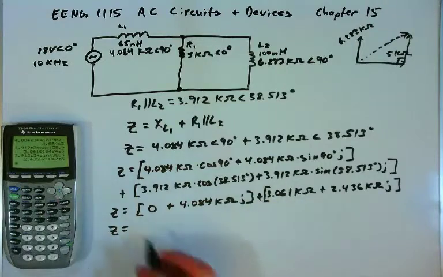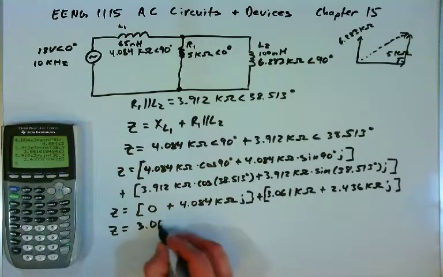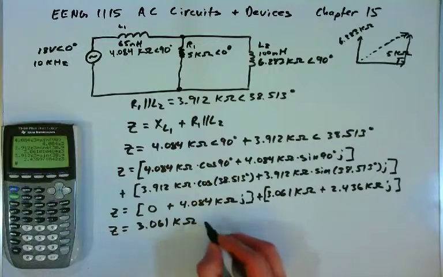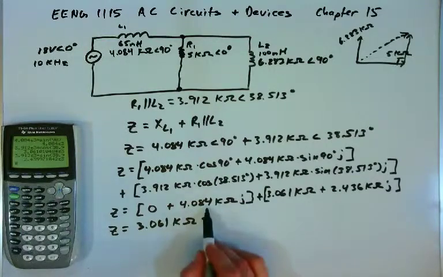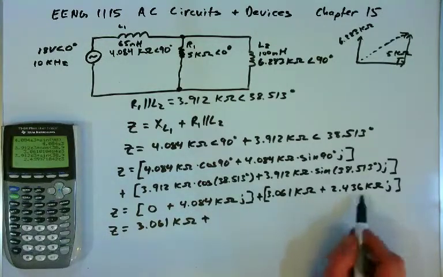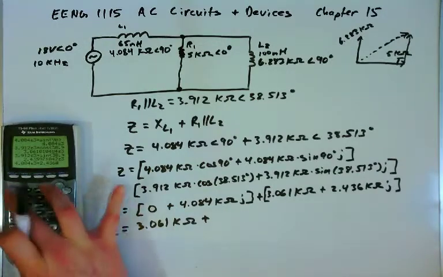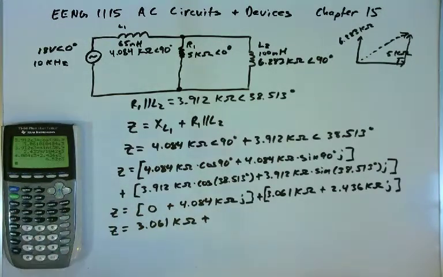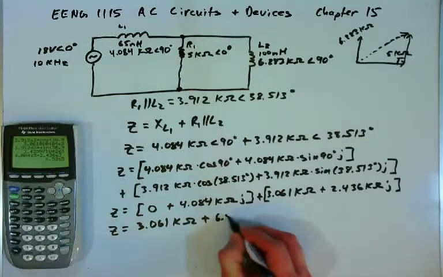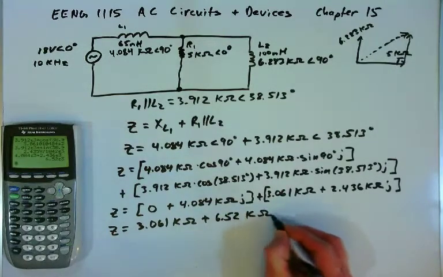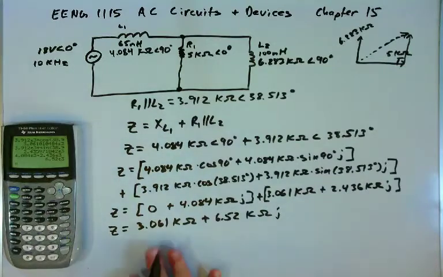0 plus 3.061 is just 3.061 kiloohms, plus 4.084 kilo plus 2.436 kilo will be 6.52 kiloohms J. Now we need this to be in polar coordinates. Eventually we'll go to find the total current.